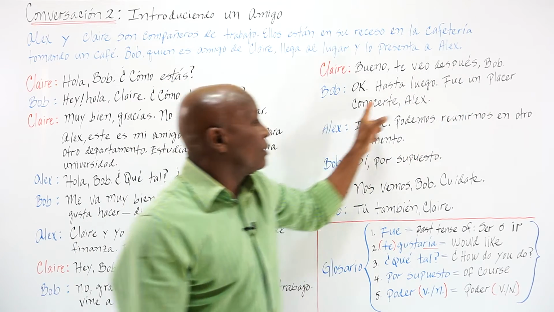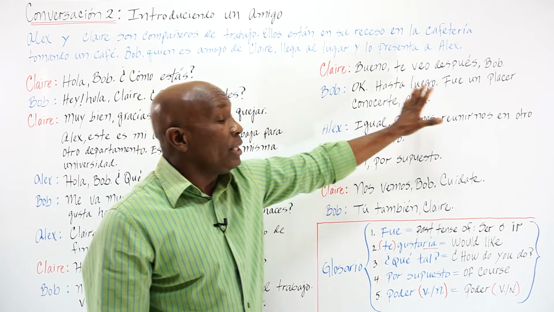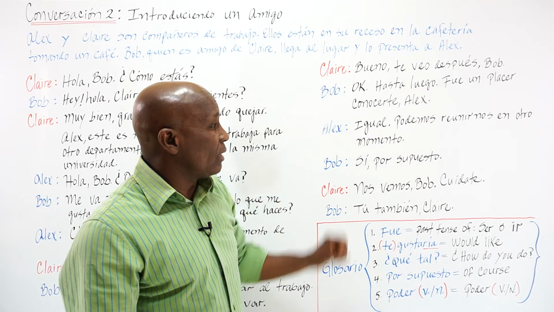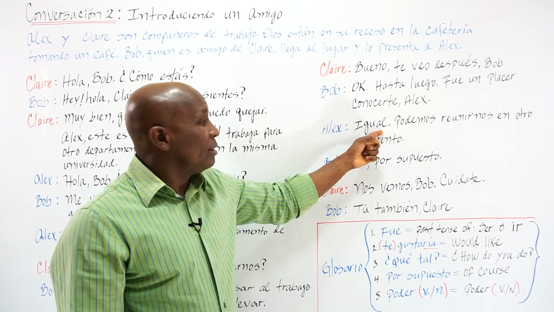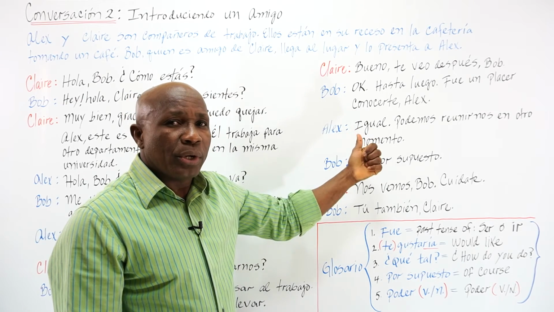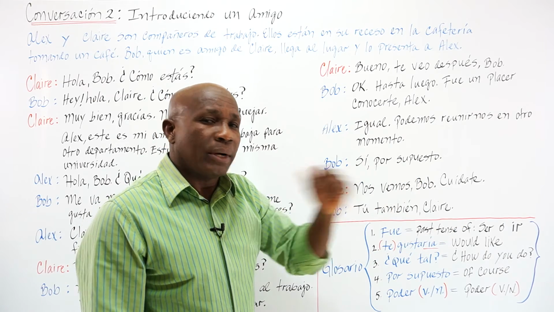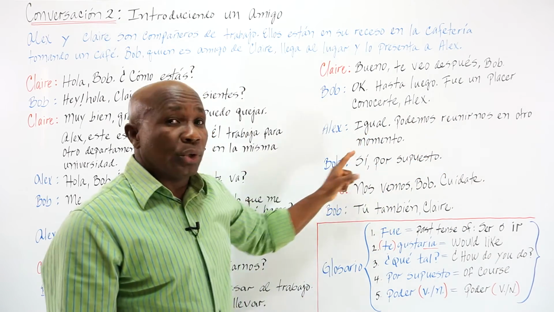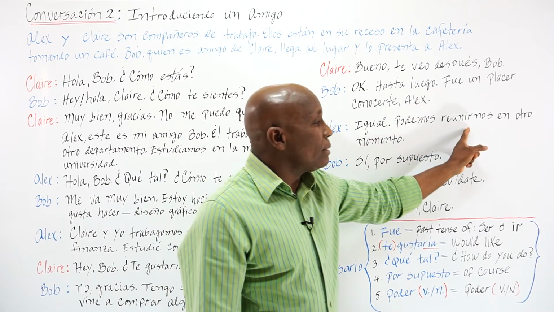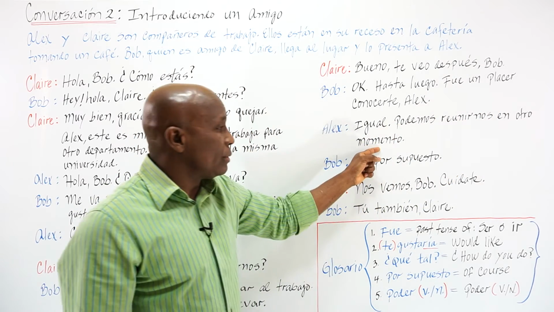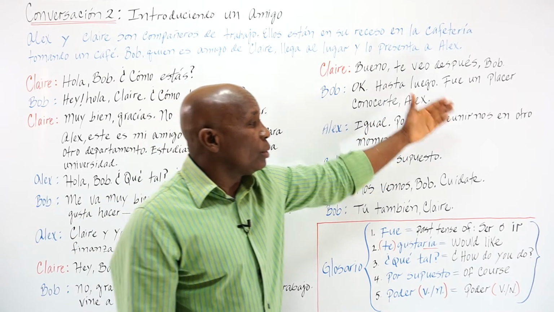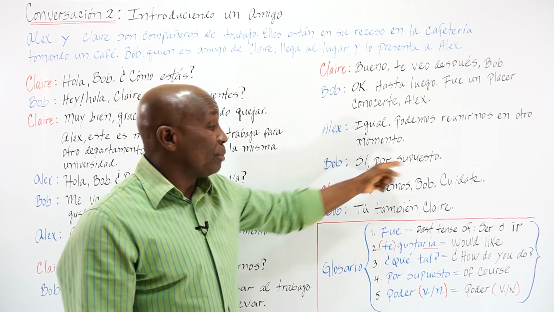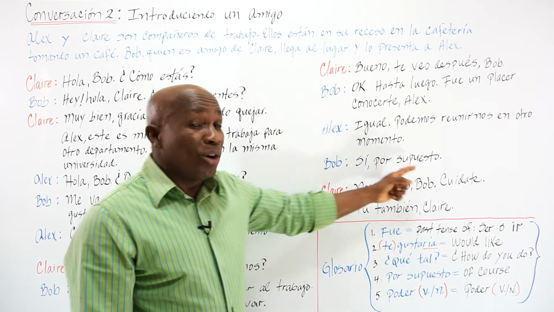Fue un placer conocerte, Alex. It was a pleasure to meet you, Alex. Igual, says Alex. Here you can also say igualmente, right? Igualmente. Podemos reunirnos en otro momento. We can meet at another moment, right? Bob: Sí, por supuesto. Yes, of course.